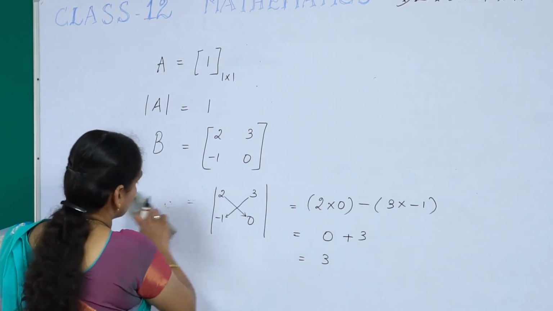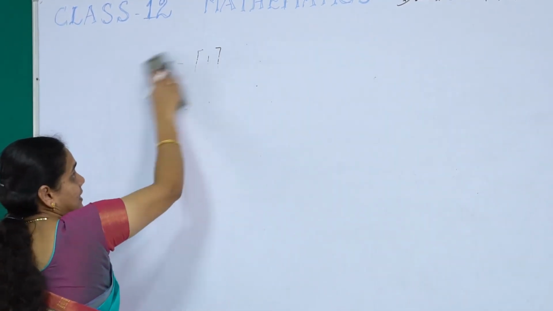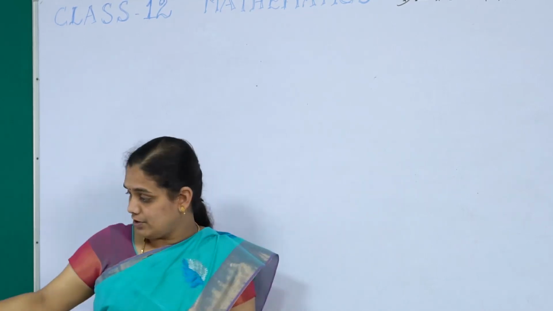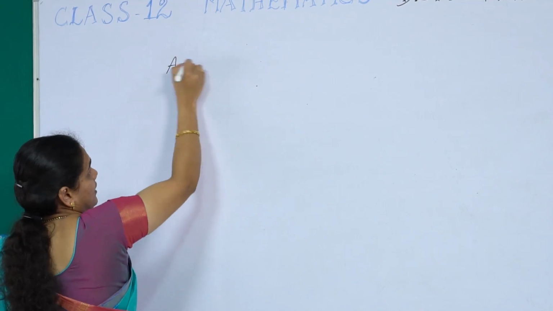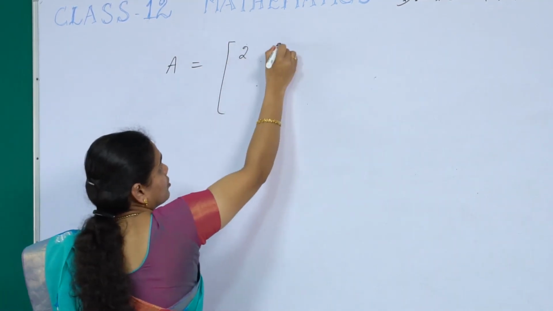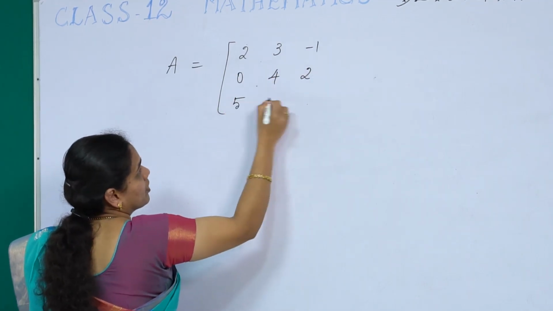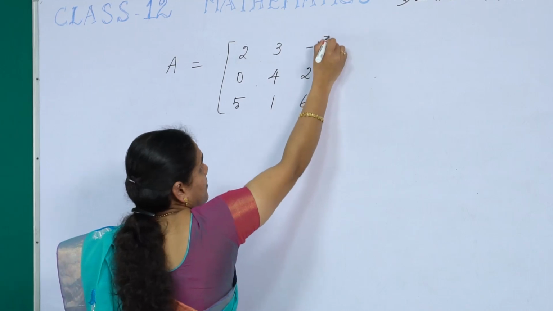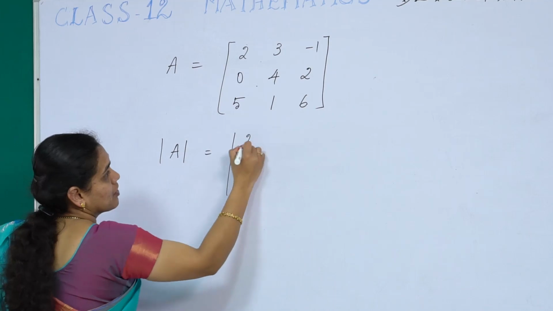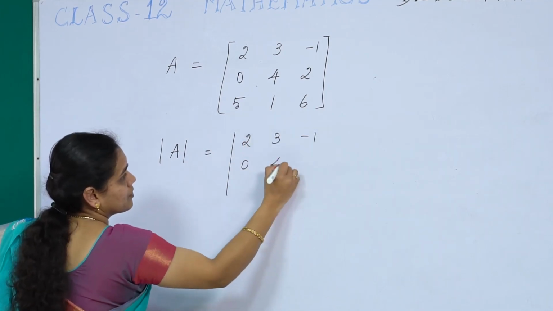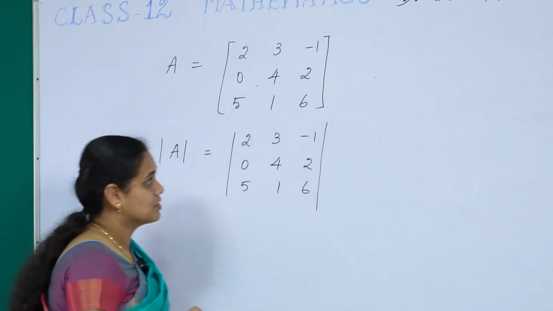Before moving on to the 3 by 3 matrix, we have to learn some signs which we are going to use for the 3 by 3 square matrix. Let us take A as 2, 3, minus 1, 0, 4, 2, 5, 1, 6. Now we are going to find the determinant of this matrix.